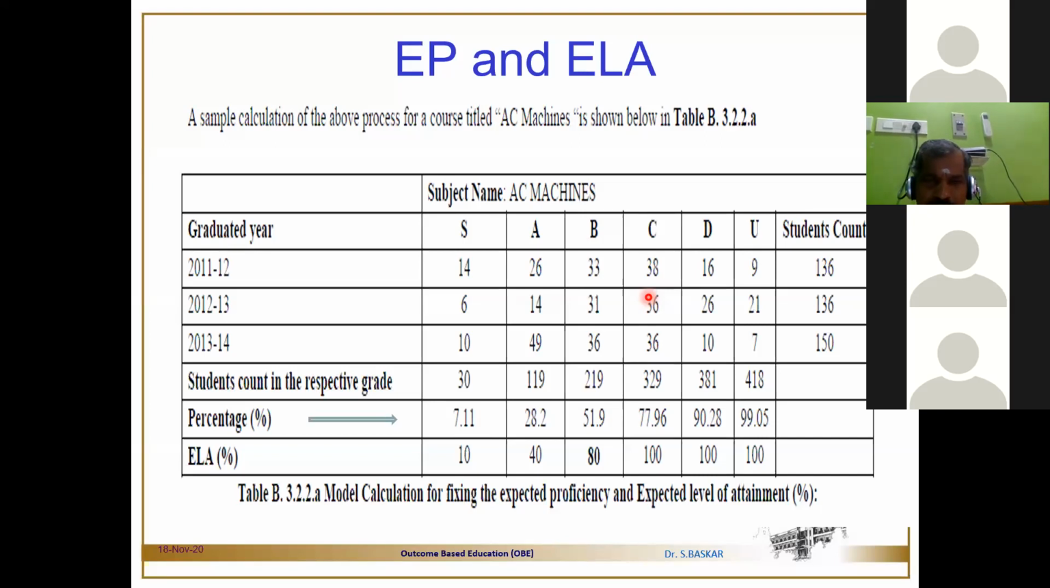7.11 is 30 divided by the total number of students: 150, 136, 136. 272 plus 150 is actually 432. Okay, 400 something, no? That number will divide 30: 30 divided by 400 something, into 100, will give you 7.11. It's a simple average, sir. This is for 3 years. You divide by the 3 years count, then multiply by 100, and you will get the 3 years average. This is simply how we calculate the 3 years average. It is not rocket science.